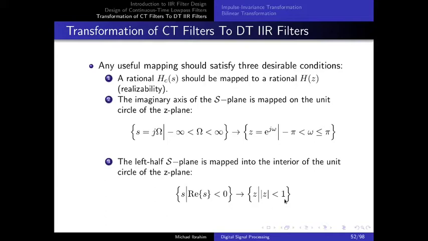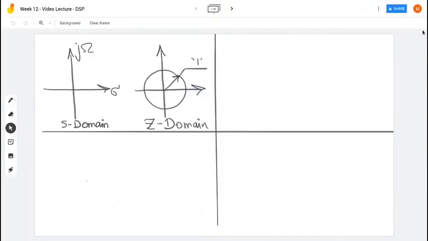These two conditions, 2 and 3, guarantee that if the continuous time filter is causal and stable, then the digital filter or discrete time filter will also be causal and stable. In order to understand this, let's move to our whiteboard over here. This is the S domain, and this is the Z domain, and this was the unit circle.